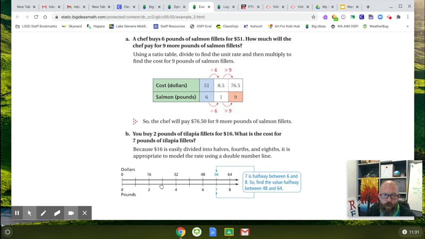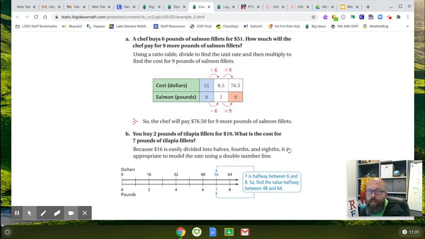It's up to you. So we know that 2 pounds is $16 right here. 4 pounds is $32. 6 pounds is $48. We're just adding 2 on the bottom and adding 16 on the top. Since 7 is halfway between 6 and 8, the value halfway between 48 and 64 is 56.